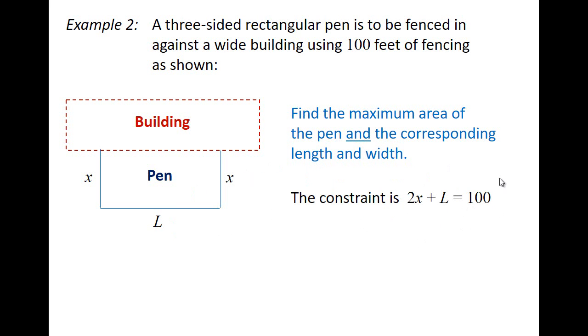This is telling us how much fencing we have, and that also tells us the perimeter of the pen. And what are we trying to maximize? Well, we are trying to maximize the area of the pen, and the area of the pen would be length times width, which is L times x.